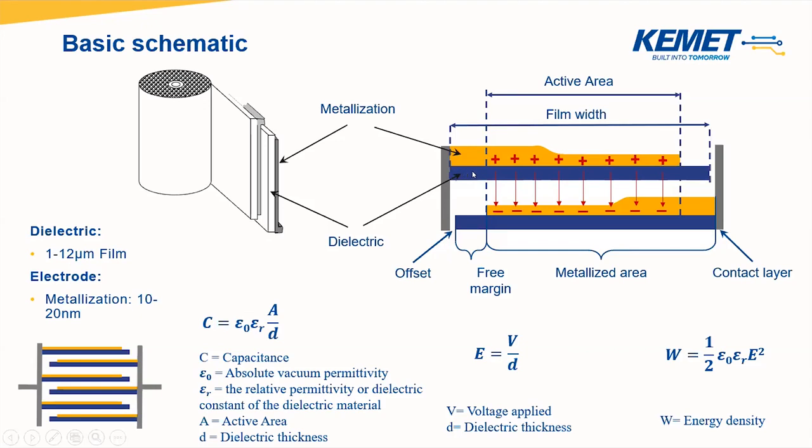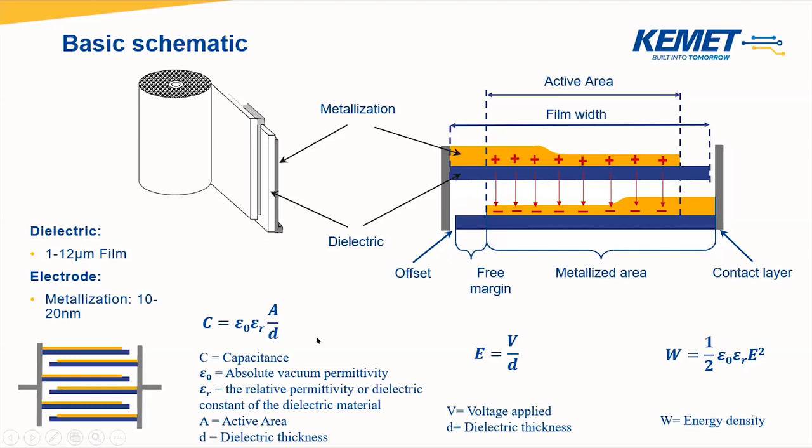Some characteristic of this is that not all the film is completely metallized. As you can see here, there are some parts of the film that are not covered by metallization. This is called offset, and this is used to avoid short circuit between one polarity versus the other. When the capacitor is charged with the voltage, we have here the creation of the electric field.